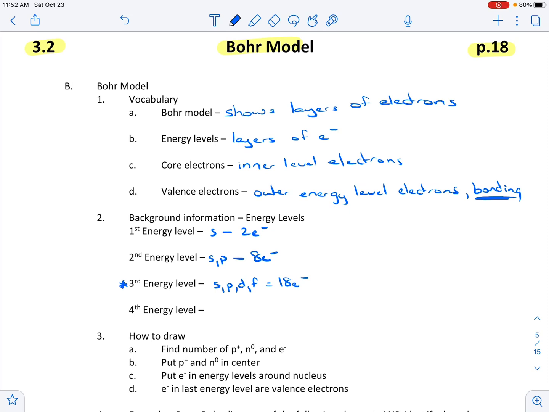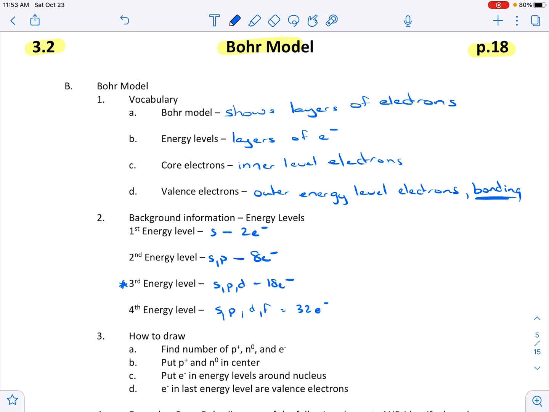And finishing off, excuse me, that doesn't have an F there. Let's try that again. S, P, D, all right. And that holds 18 electrons. And then our fourth energy level, S, P, D, and F, all those sublevels, and that's 32 electrons.